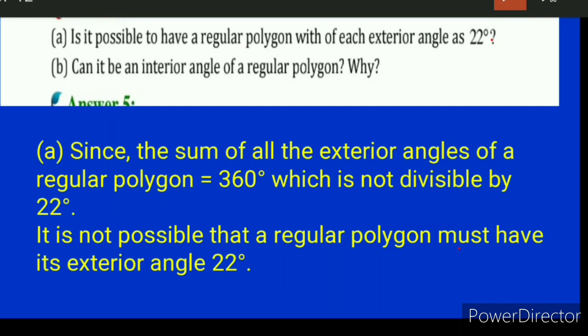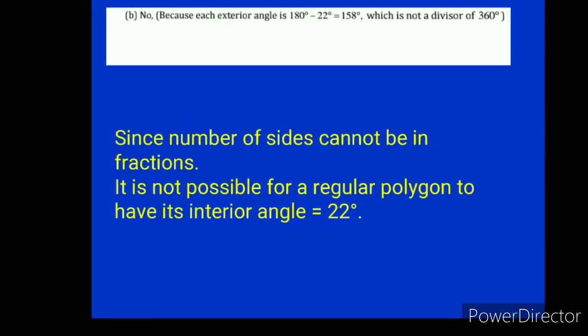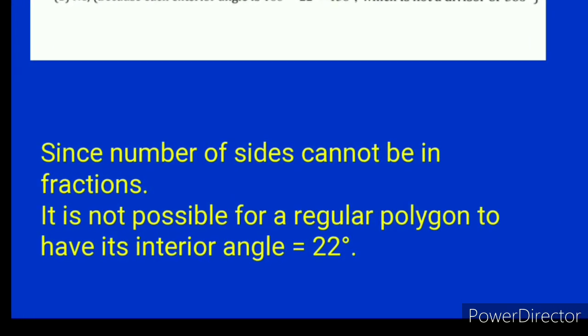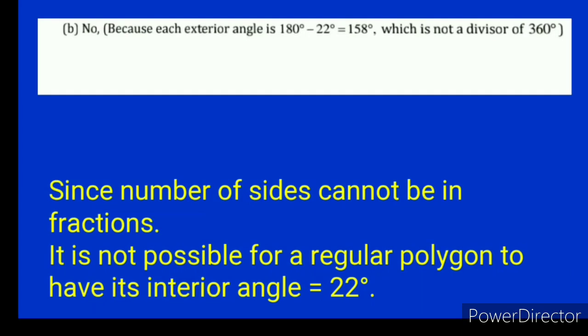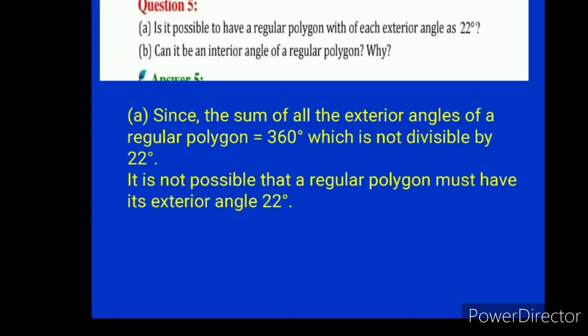Okay, question B. Can it be an interior angle of a regular polygon? Why? If it is an exterior angle, you are telling no. But 22 is an interior angle. Is it possible? It is another question. That also is no, because each exterior angle is 180 minus 22 degrees. But in the second question, what they are telling is that this 22 is an interior angle.